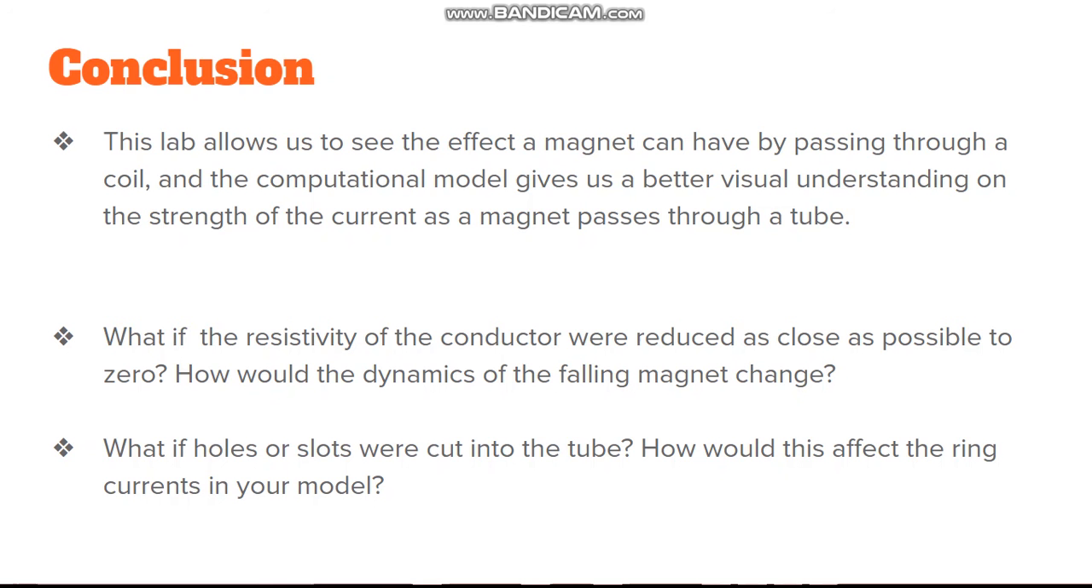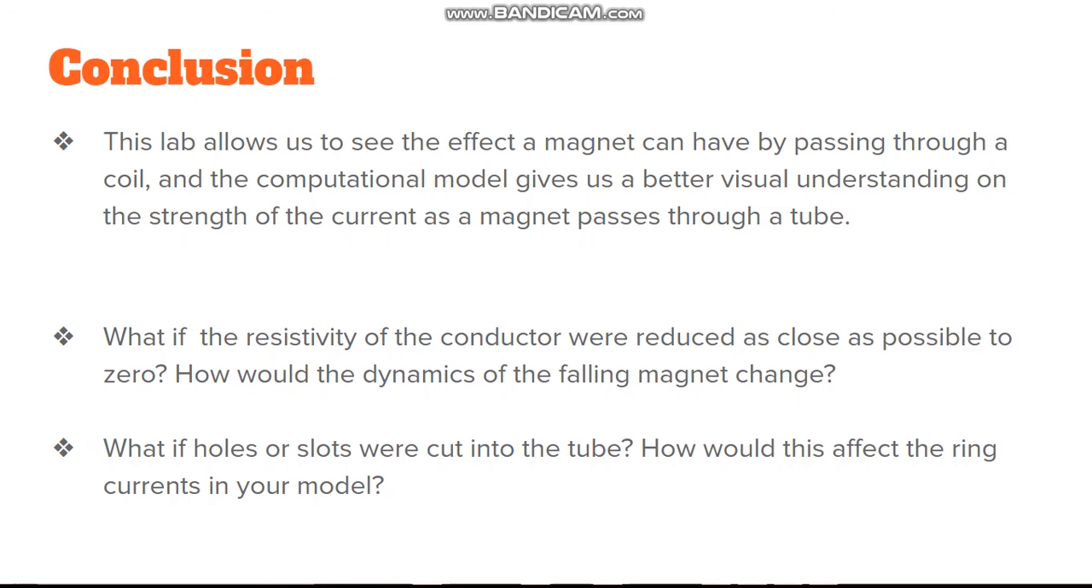For the questions, what if the resistivity on the conductor were reduced as close as possible to 0? How would the dynamics of the falling magnet change? So the fall time would increase because the current induced by the magnetic flux would increase, and therefore the magnetic force would increase. And since this force opposes the force of gravity, the fall time increases.